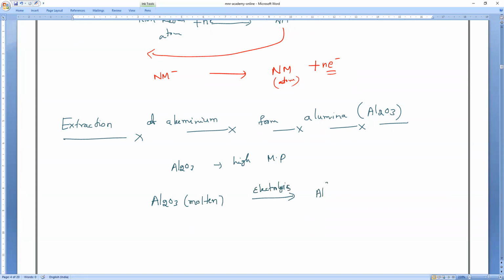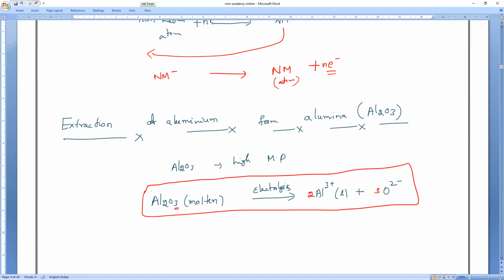What will happen? You should tell me. We'll get Al3+ and O2-. Am I right, guys? Aluminium 3+ and O2-. So there are 3 oxygens, so here 3 and here 2 aluminiums and here 2. Is it a balanced equation? Verify it, everybody. All of you? Yes or no? Please respond. That is what it is.